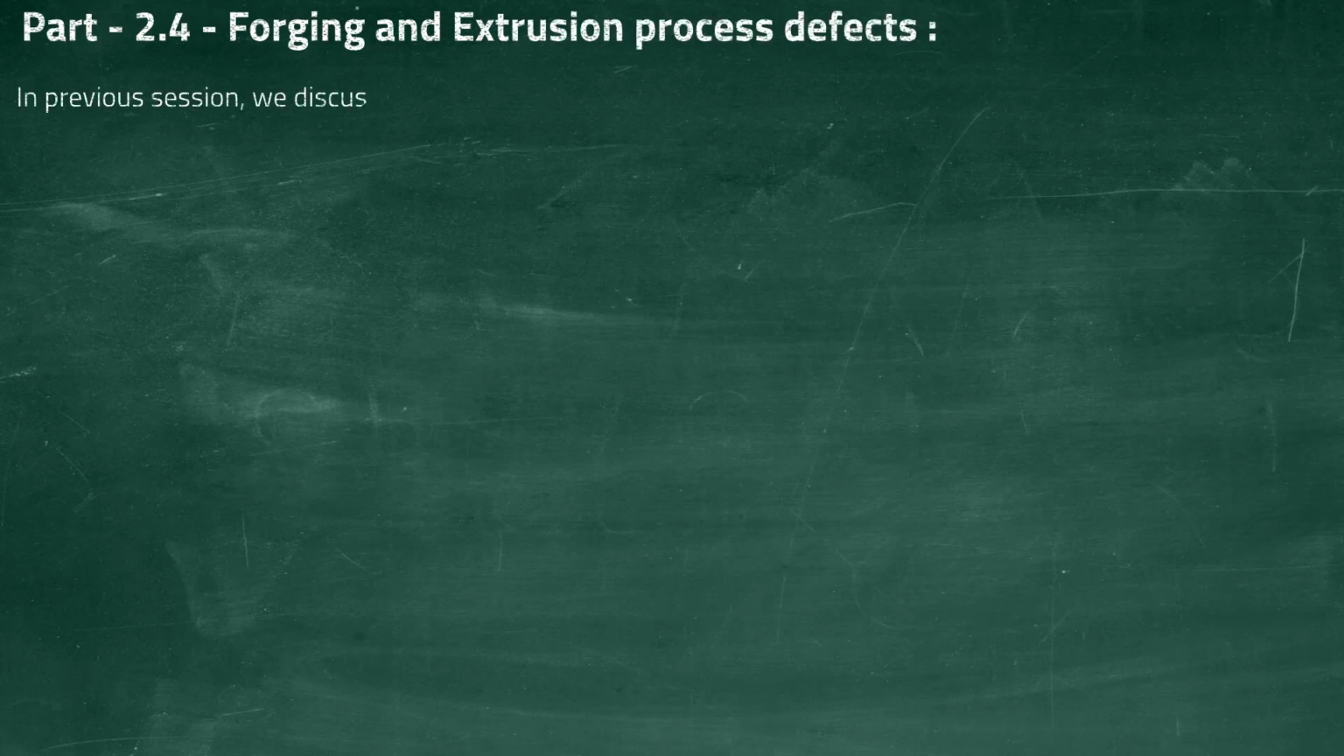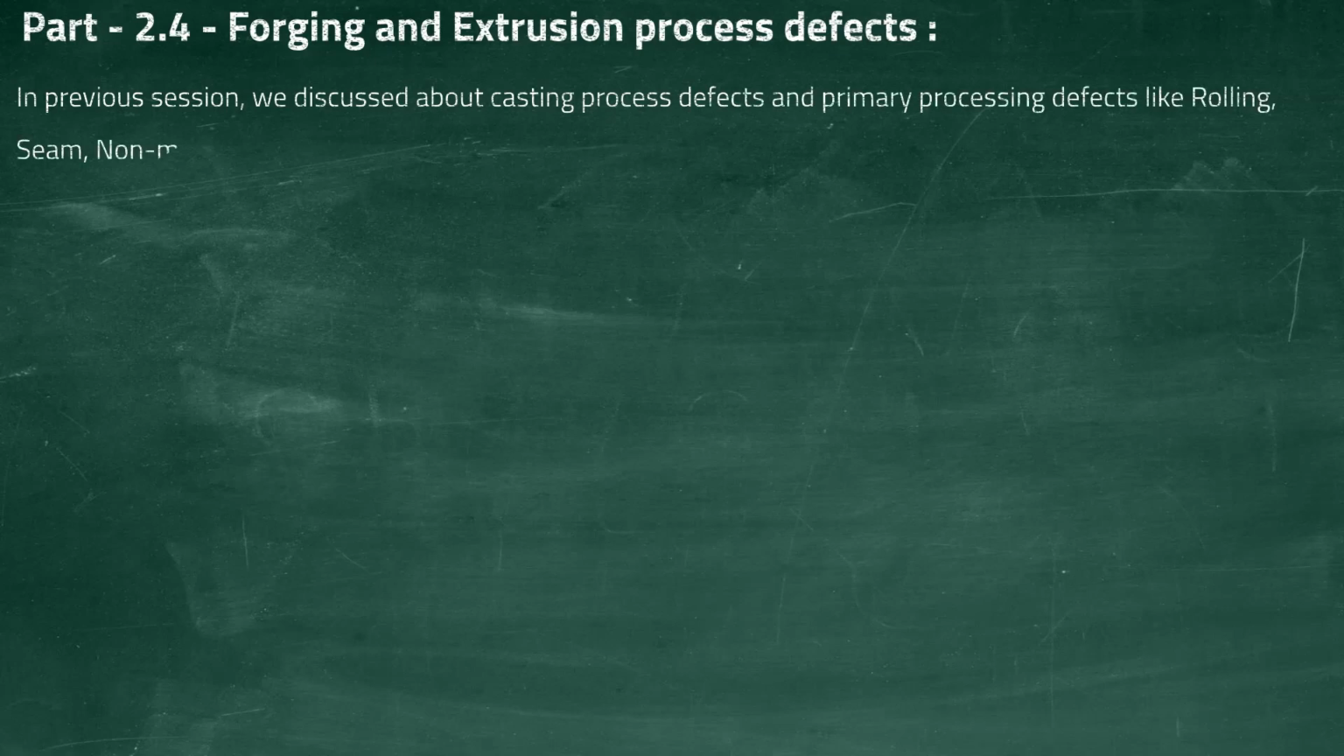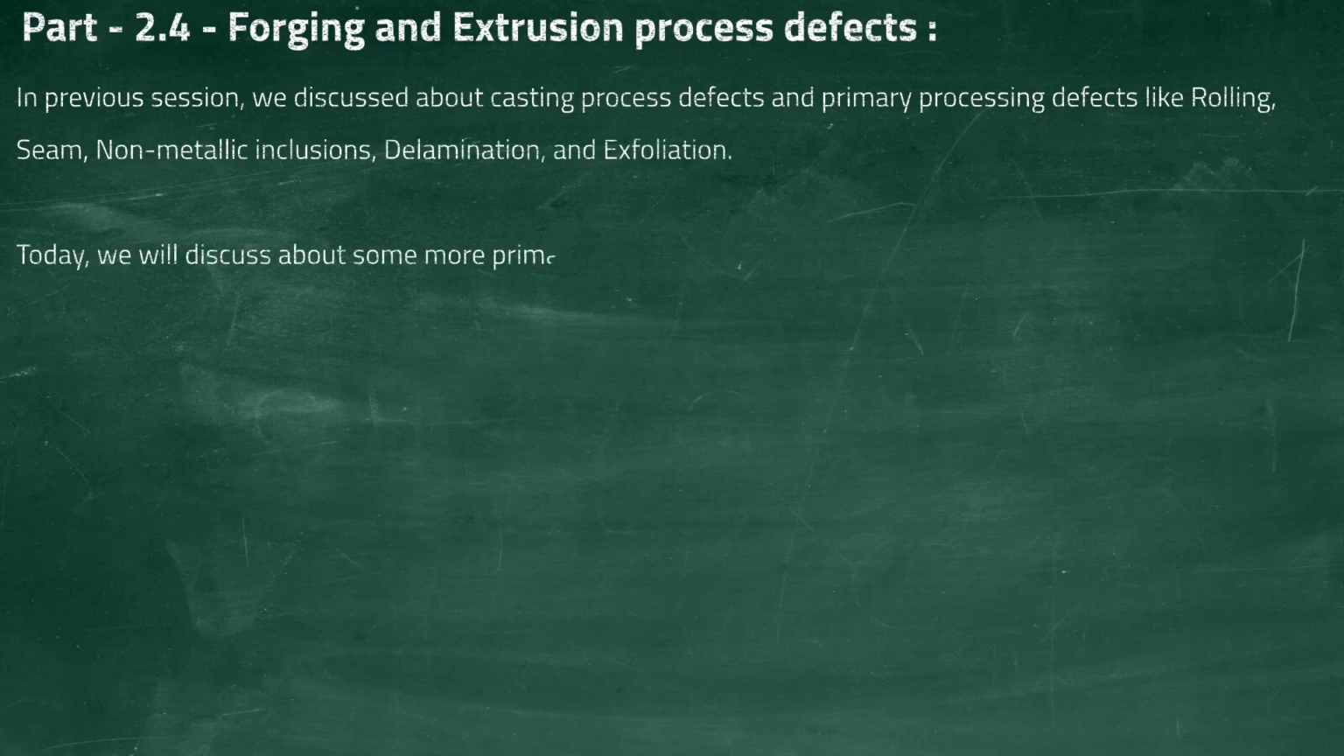In the previous session, we discussed casting process defects and primary processing defects like rolling seam, non-metallic inclusions, delamination, and exfoliation. Today, we will discuss some more primary processing defects related to forging and extrusion processes.